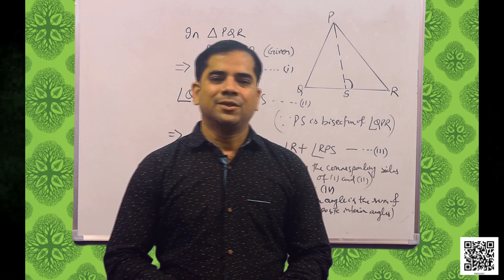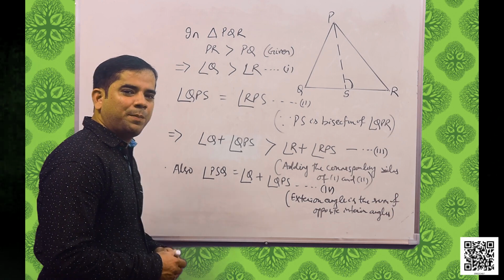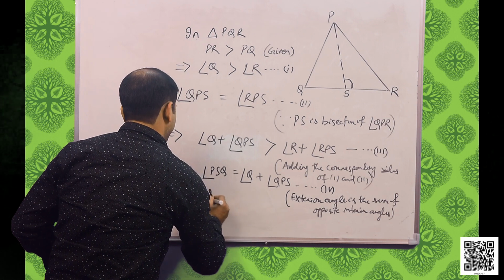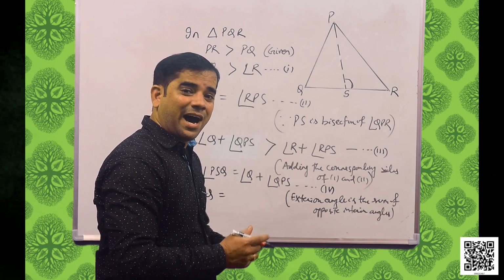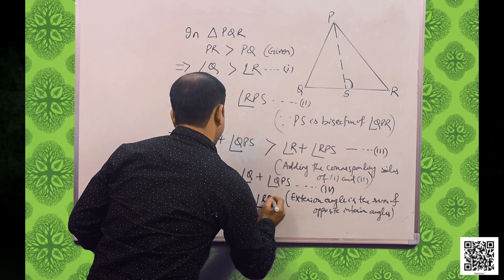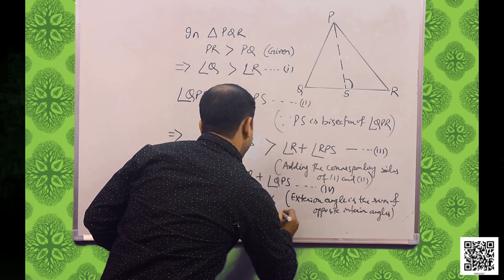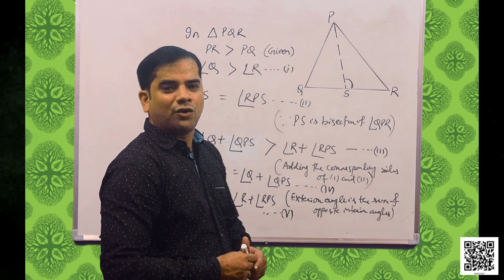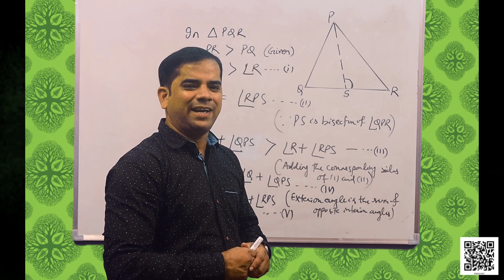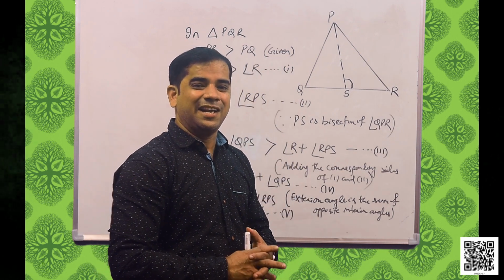Okay. So, students, angle PSR is equal to angle Q plus angle QPS and angle PSQ is equal to angle R plus angle RPS. Isn't it? So, let me mark it as 5. So, when we combine 3, 4 and 5, what we will get? Exactly, angle PSR is greater than angle PSQ.